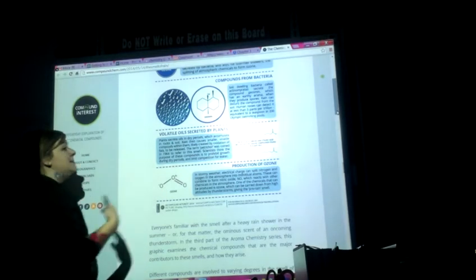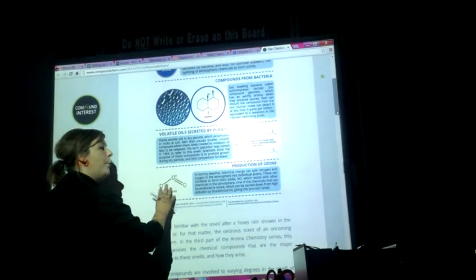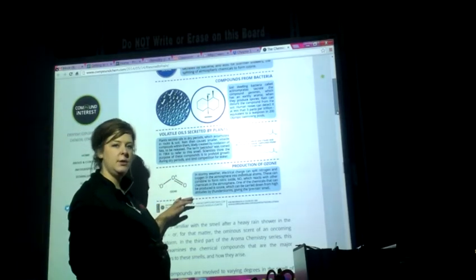So if I look at it, what would we classify it as? Well, first of all, I know that it's only one type of element, but I have chemical bonds here, so it has to be some type of molecule. So I would classify ozone as a molecule.